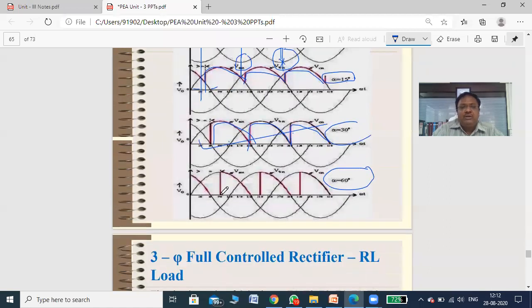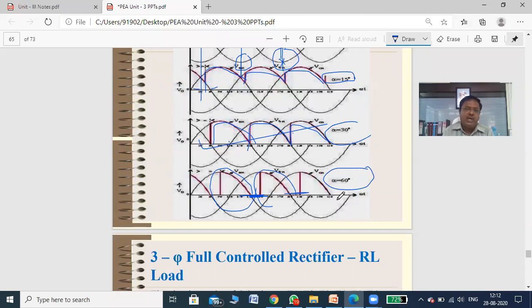But if the conducting device duration is less than 120, then you will get a discontinuous output. You can see here, if alpha equal to 60, you will get a discontinuous output. The output is 0 at this time, right? Again the device conducts, then discontinuous. So if alpha is greater than 30, the output voltage is discontinuous.